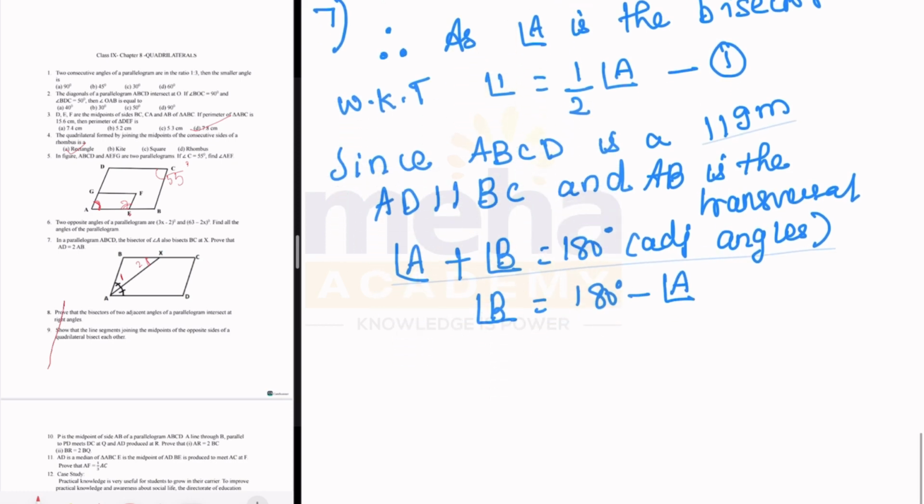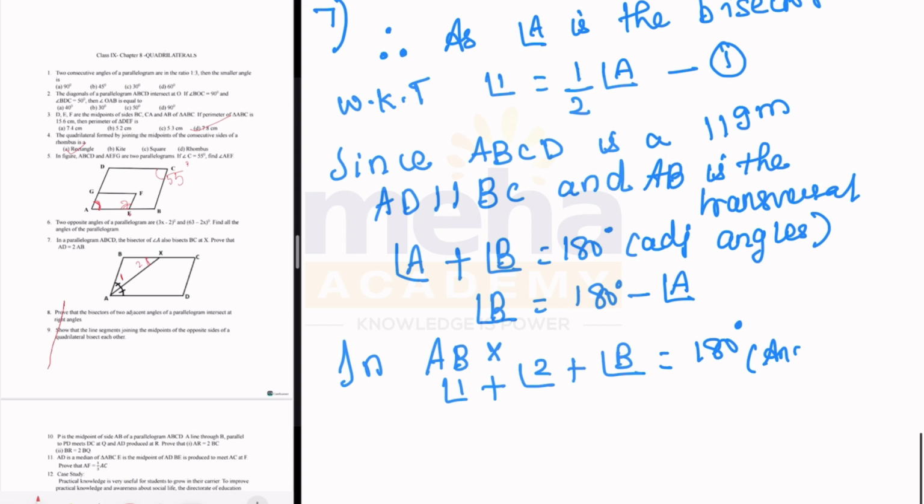Now let us take the triangle. In triangle ABX, we know angle 1 plus angle 2 plus angle B is equal to 180 degrees. This is the angle sum property.